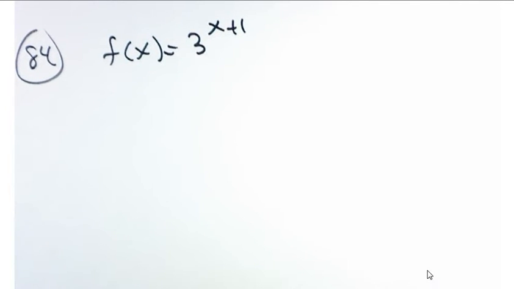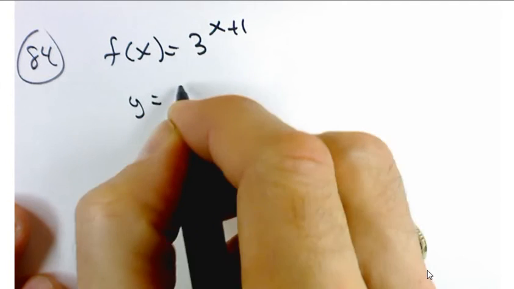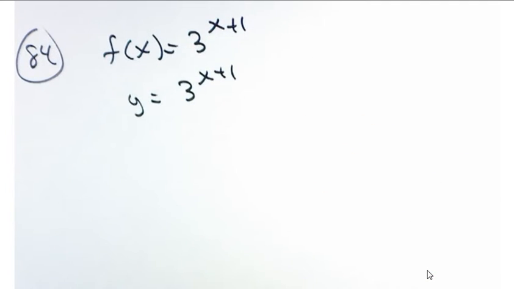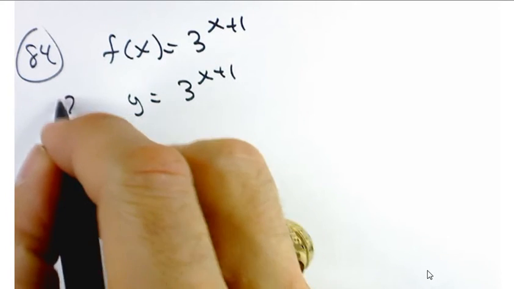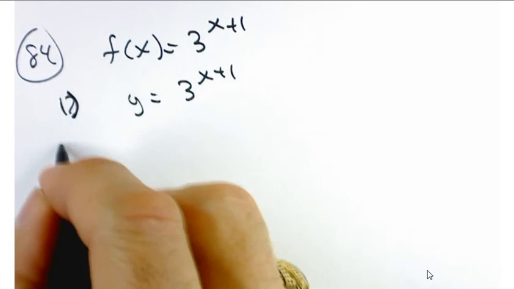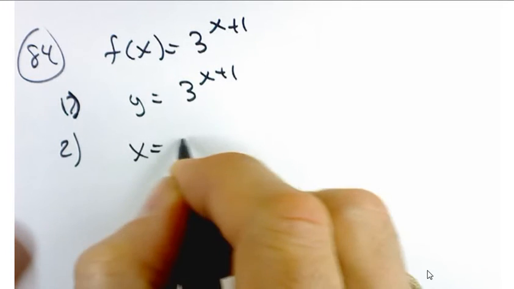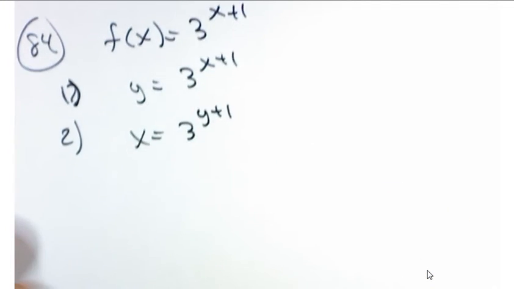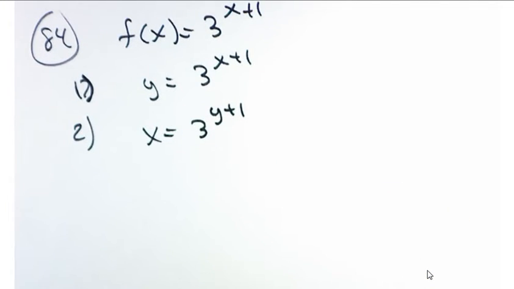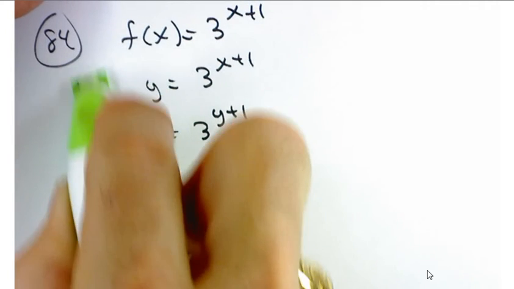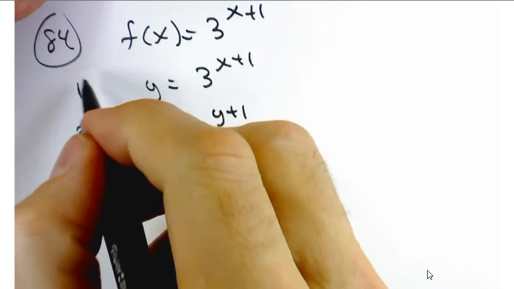But what's our first step in trying to find the inverse function? All right. Good. And then interchange x and y. Yeah. So it'd be x equals 3 to the y plus 1. Now what? Solve for y. How are we going to solve for y?